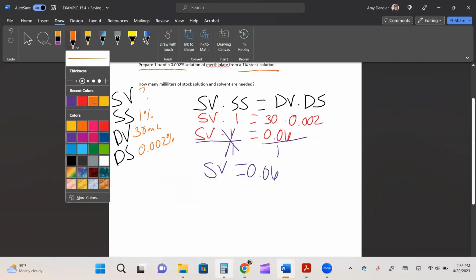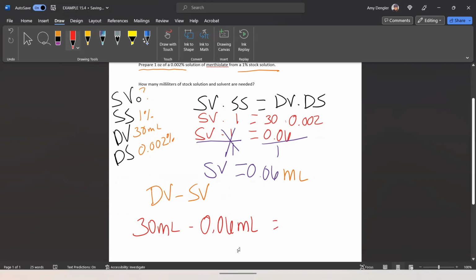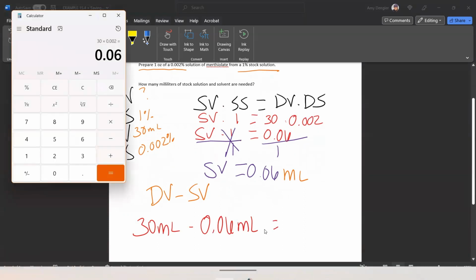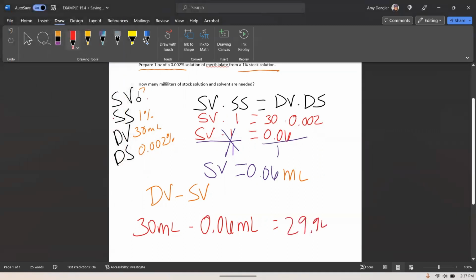Now for the next part, so that's how much stock solution we need in ml. For the next part, we need to do our DV minus SV to find the solvent. So our DV is that 30 ml and our SV is 0.06 ml. So 30 minus 0.06 is going to give us 29.94 ml.